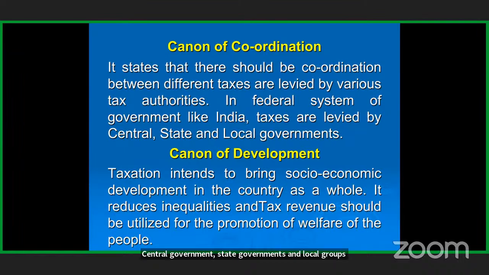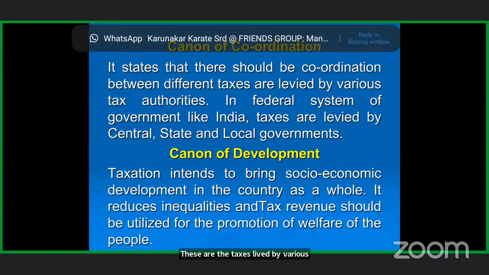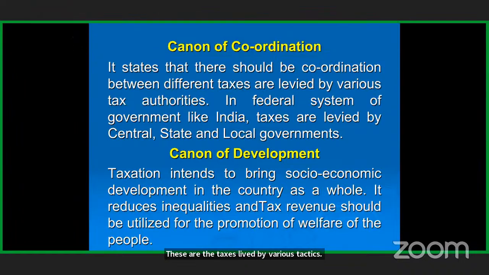And the excise duties in India have been levied by the central government. The sales tax levied by the state governments. The octroi tax by local governments. These are the taxes levied by various tax authorities in India. In such a kind of nature of the tax system, there should be coordination among them.